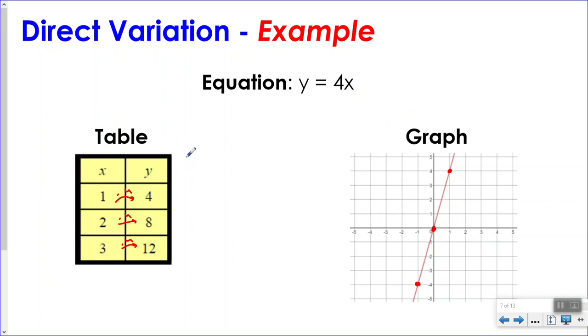Another way that we can check to see if a table forms a direct variation is by adding a third column and checking that we have that constant k value, that y over x. So 4 over 1 is 4, 8 over 2 is 4, and 12 over 3 is 4, and that value matches up with what we had in our equation.